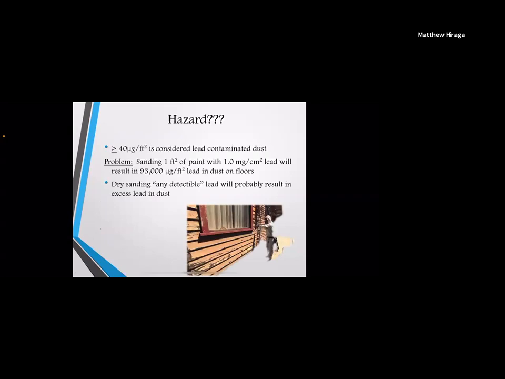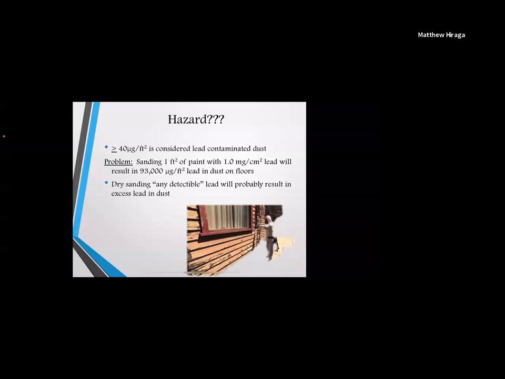Now, look at this hazard. It says that hazardous paint is anything greater than or equal to 40 micrograms per square foot of dust. When you look at it, now it's giving you a little example, right? If you sand 1 square foot of paint that contained 1 microgram per square centimeter, that is going to result in 93,000 micrograms per square foot of lead dust on the floor. It tells you it's dangerous above 40. If I did 1 square foot of sanding, it gives me 93,000. Well, that means if I look at the paint, I'll probably be above what's safe, right? And that's why they don't allow you to do things like that.